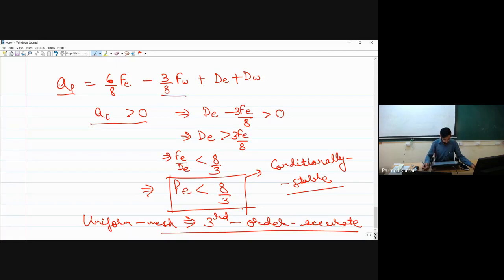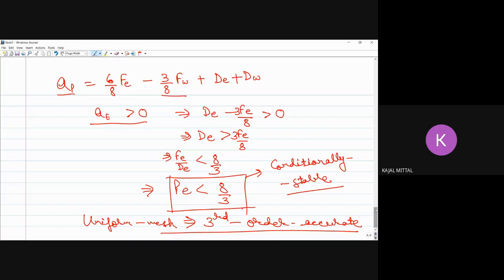So what we have is that this particular scheme is conservative, conditionally stable for Peclet number less than 8 by 3. It ensures the transportive feature. However, on a uniform mesh, its order of accuracy is third order, so the order of accuracy is very high. Okay, this point is clear.